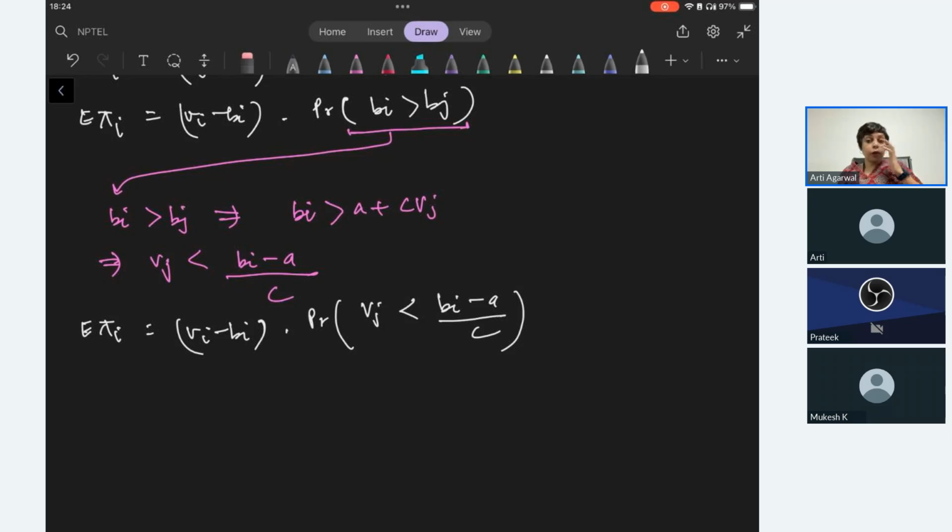Now we are seeing a familiar expression here. Let's remember that Vj over here is a uniform random variable over 0 comma 1. If you want to know the probability that a uniform random variable is less than a certain value, we just discussed that in the recap I was giving. That is nothing but what? What did we discuss? Does anybody want to answer?